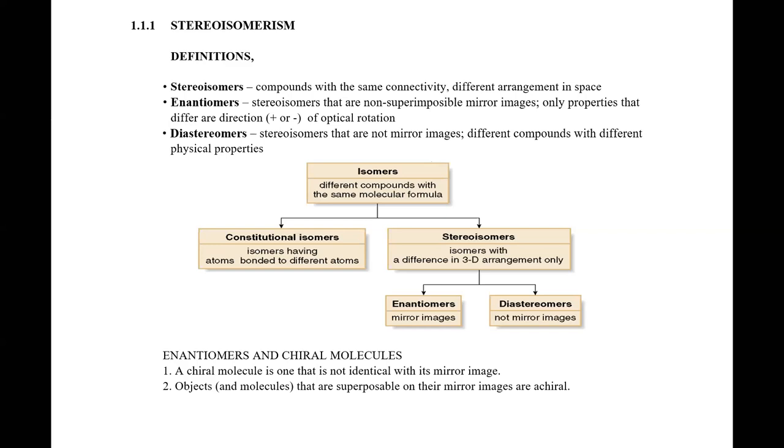I talked about an isomer, of which I said these are different compounds with the same molecular formula, but they differ in what? In structures, the way they appear. And I said on isomer, we've got two types, constitutional isomer and stereoisomer.